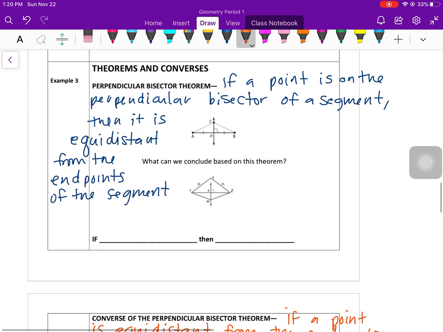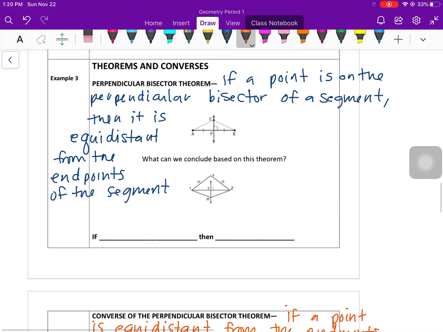Some theorems and converses. Again, pause this to write the definition down, and then we will talk about what the definition means. All right, so you're back.